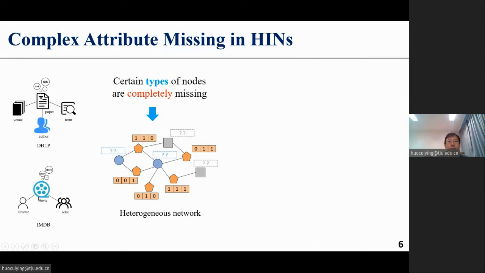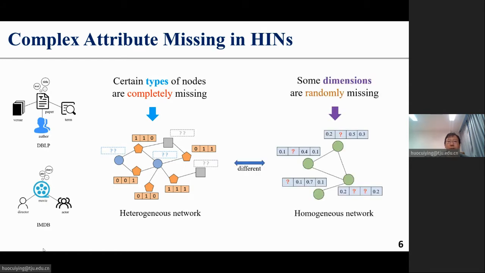The second is a movie network, IMDB, where only the movie nodes, which are to be classified in the task, have attributes, while other types of nodes, such as the directors and the actors, which are also useful for this task, do not have attributes at all. So this is more complex and totally different from the situation in homogeneous networks as shown in this figure, where typically some dimensions are missing.